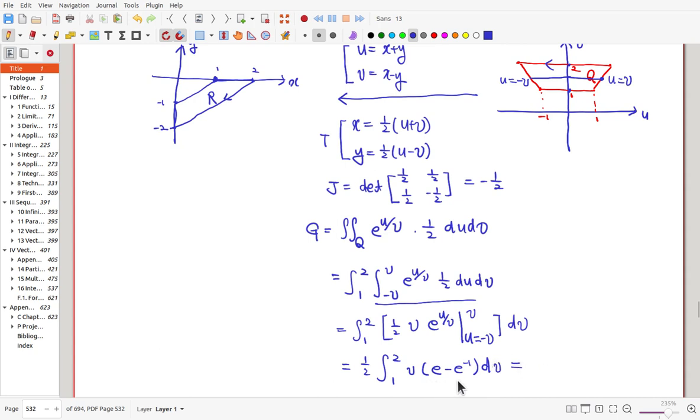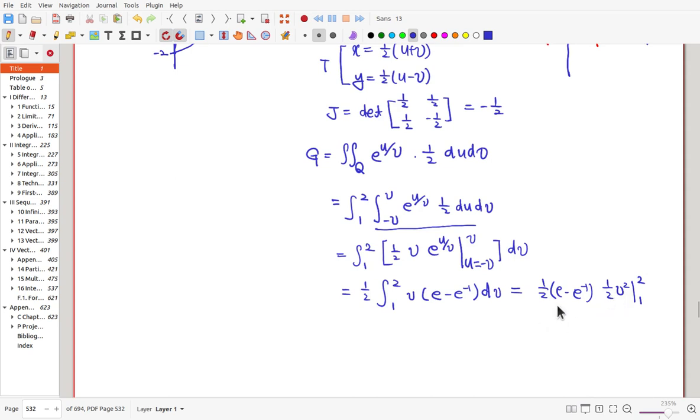Okay, this is a constant, and for this one, the constant is half times e minus e to the minus 1, and the antiderivative is half v squared, and we are evaluating from 1 to 2. Then 3 over 2, so that we have 3 over 4 times e minus e to the minus 1. That's the final answer.